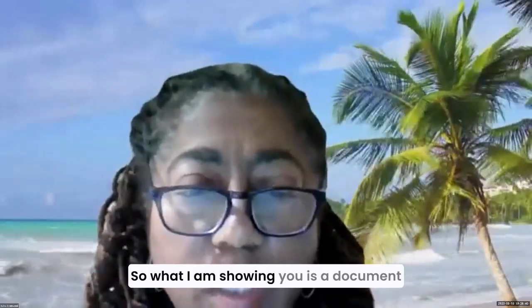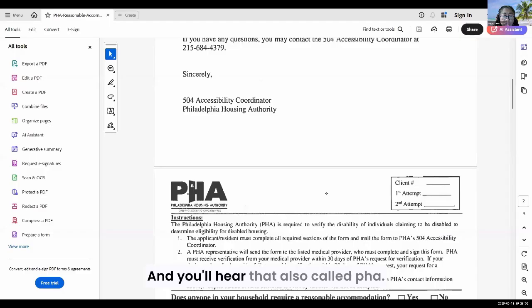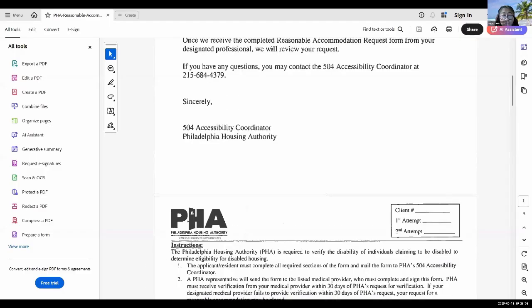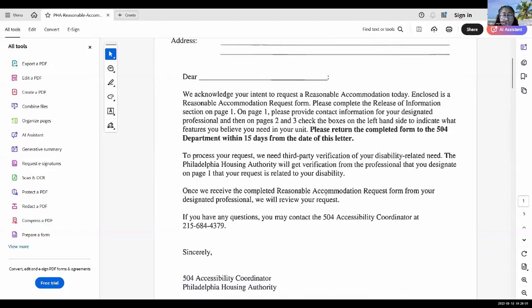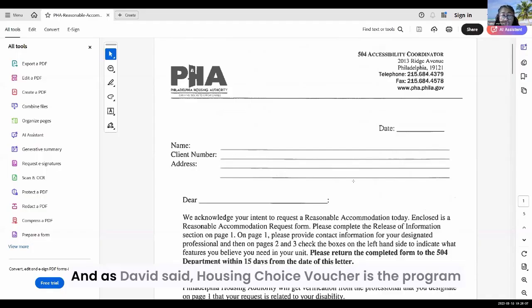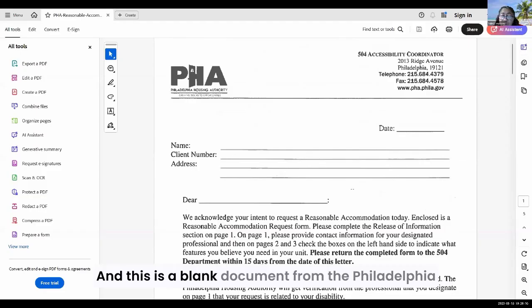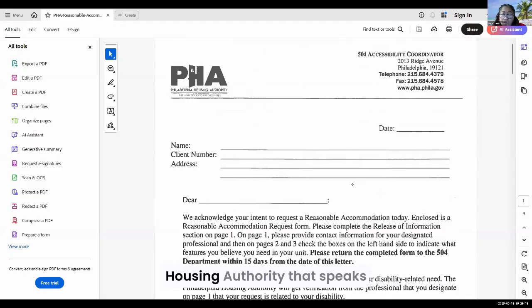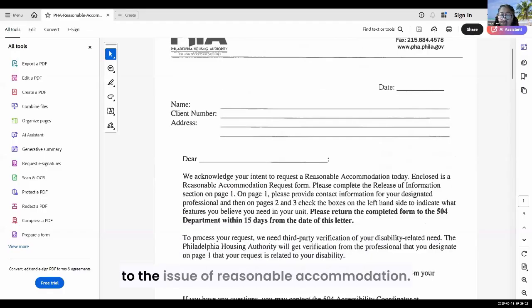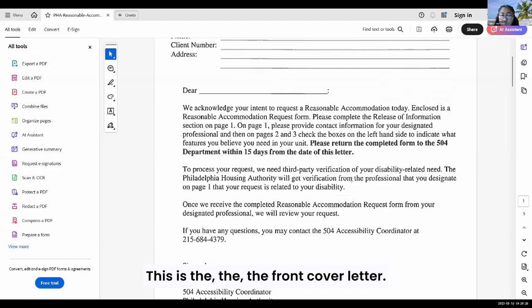So what I am showing you is a document through the Philadelphia Housing Authority, and you'll hear that also called PHA. Different areas have different names, but the Philadelphia PHA is actually called PHA. And as David said, Housing Choice Voucher is the program that is often called Section 8. And this is a blank document from the Philadelphia Housing Authority that speaks to the issue of reasonable accommodation. This is the front cover letter.